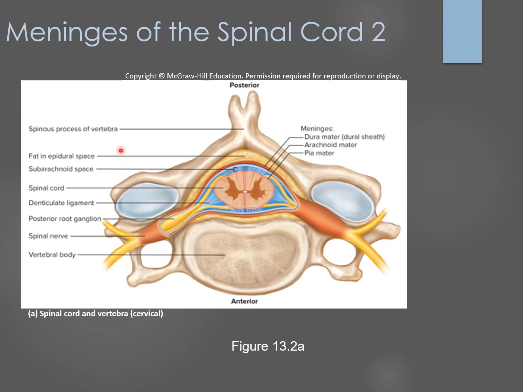Now, you see this area is the epidural space. It's between the vertebrae and the dura mater, and it has fat and blood vessels in it. Then you see we have the subarachnoid space in here, and it's between the arachnoid mater and the pia mater that is very tight on the nerve cord. Here you can see the denticulate ligaments that hold things in place. We're going to talk about the ganglia, etc. later.